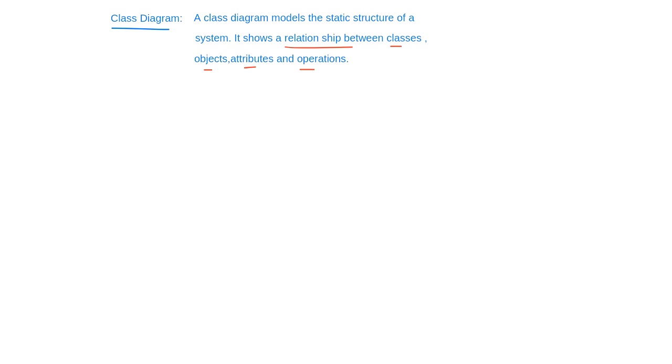Now in the definition of the class diagram, we have seen 5 keywords. One is called relationships. What do you mean by a relationship? Then we have also seen some new keywords called classes, objects, attributes, and operations. So we need to know what all of these important keywords mean. Relationship I will discuss in detail at the end. Let me first begin with what a class is.